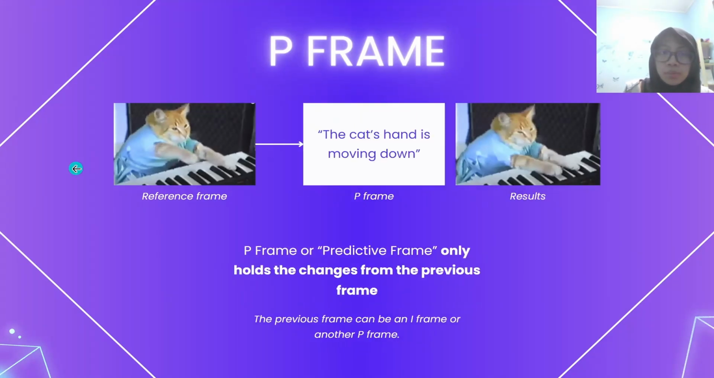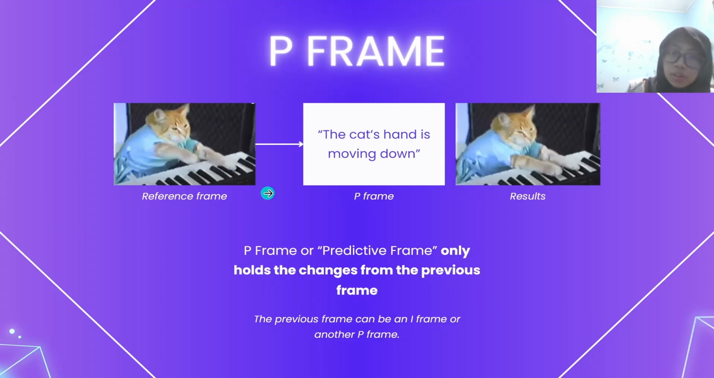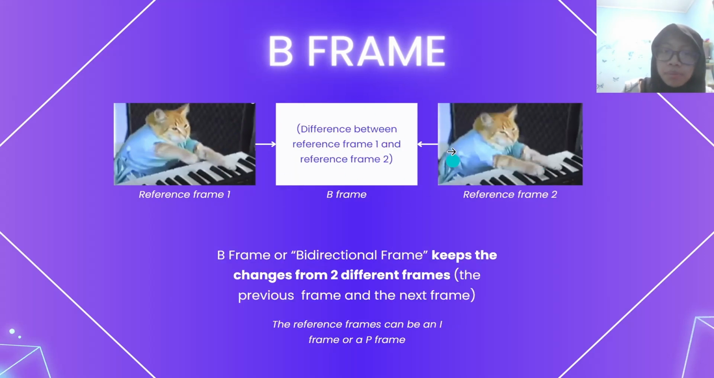The difference between the P-frame and the B-frame is that the P-frame only references one frame, and it only stores the changes between that frame and what's coming next. But it does not reference the next frame. The B-frame needs two different frames in order to be made.